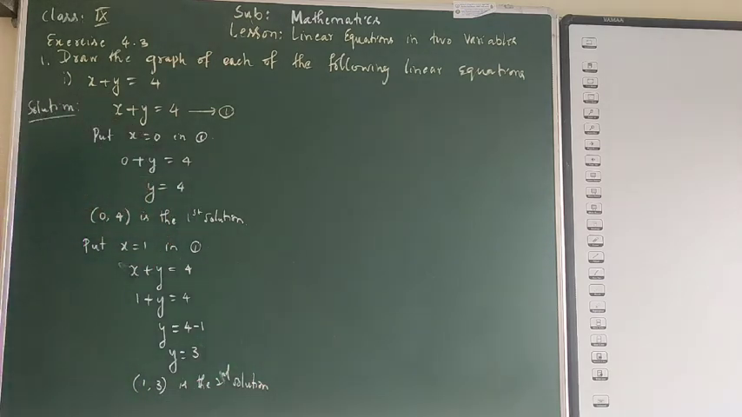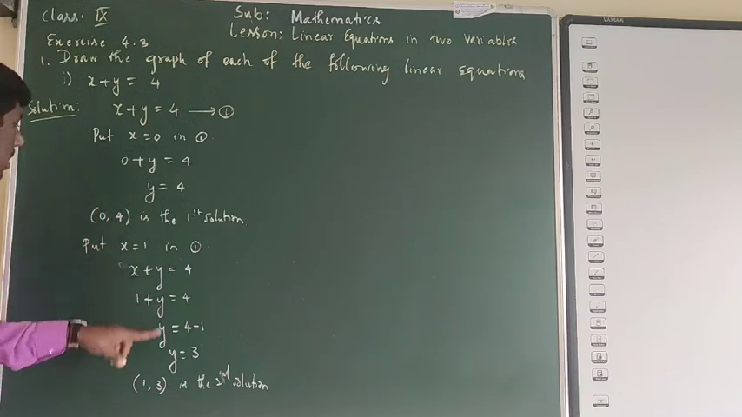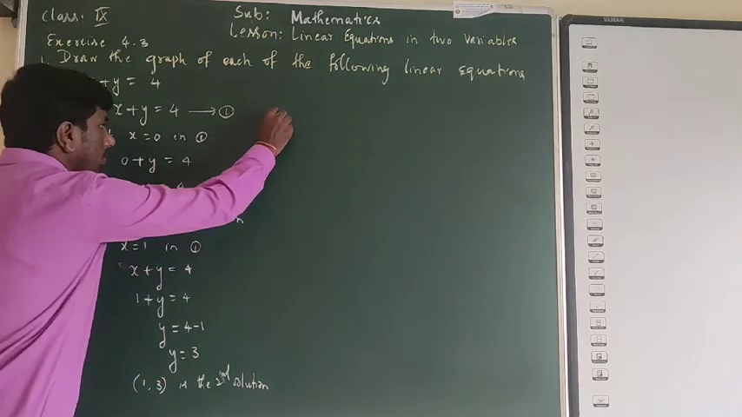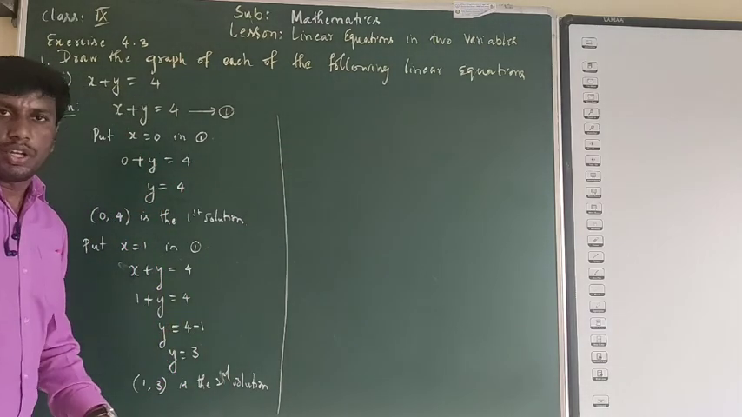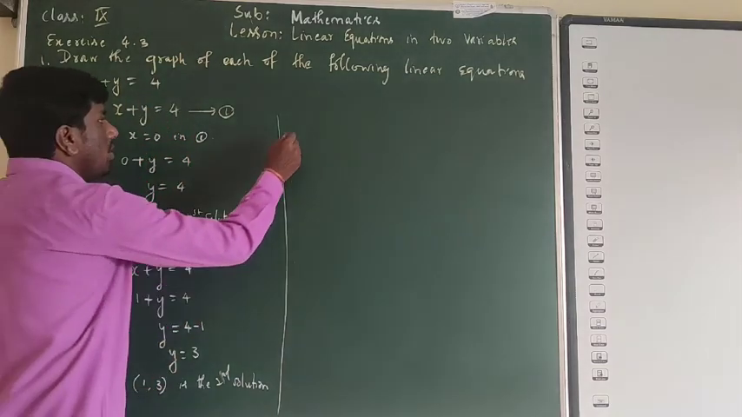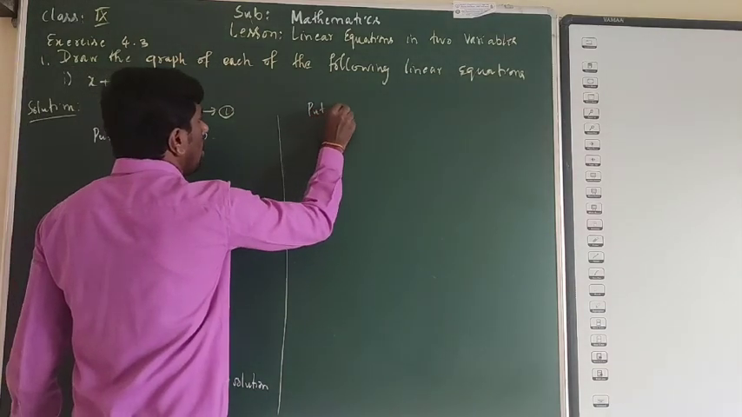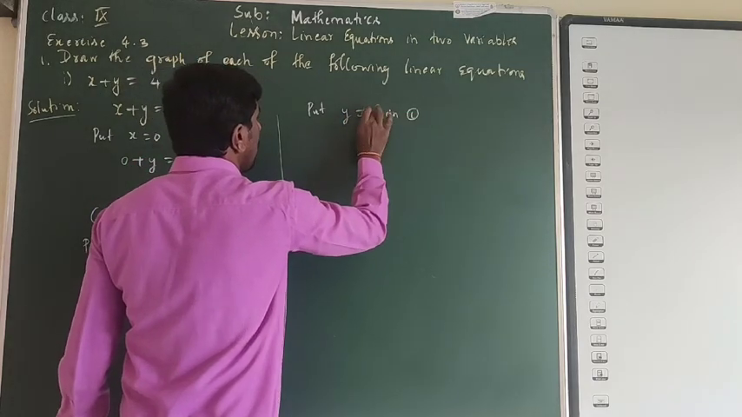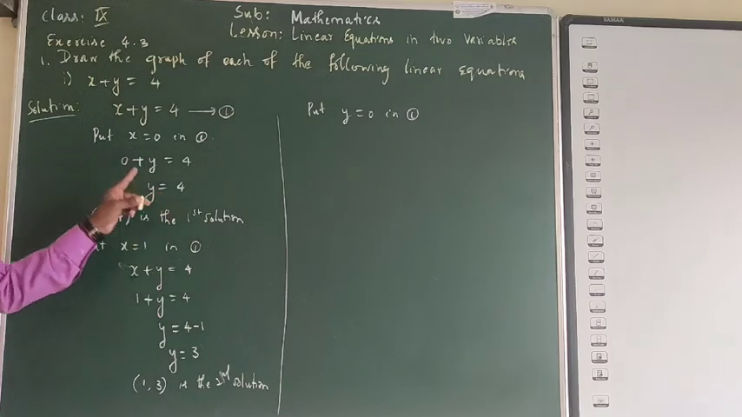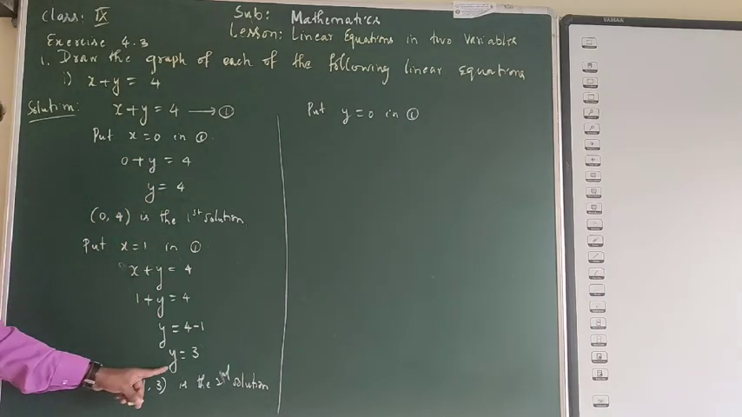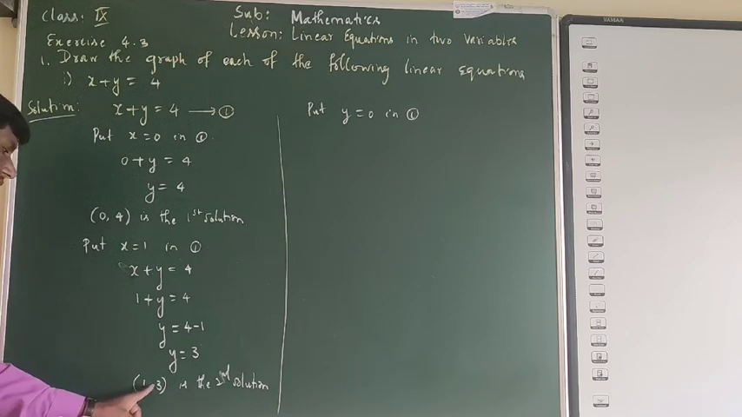Clear? Now I have taken two solutions by giving arbitrary values for x. Now for the third solution, instead of giving the x value, I am taking the y value. Put y is equal to 0. Very easy. In the first solution I took x is equal to 0, in the second solution I took x is equal to 1 and got y is equal to 3. I have written the combination of x and y values as a solution.